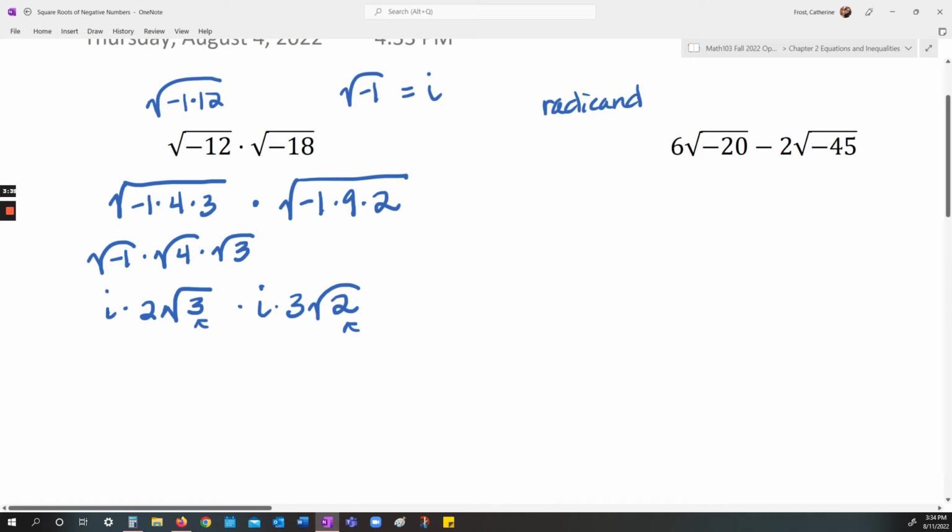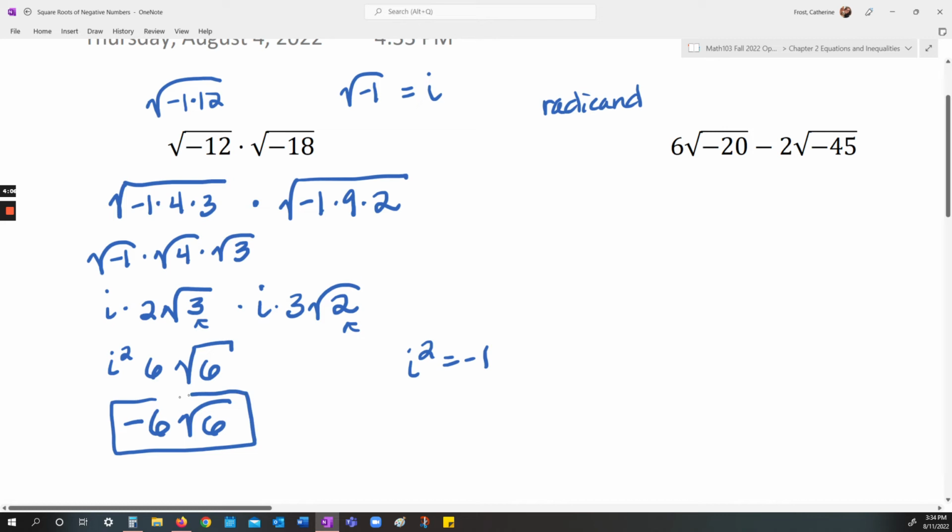The i's are going to multiply together, so we're going to have an i squared. Then 2 and 3 are going to multiply together. 2 times 3 is 6. And then underneath our square root, 3 times 2 is also 6. Finally, i squared is negative 1. So we get negative 6 root 6 for our final answer. So when you have square root of a negative number times square root of a negative number, it's going to multiply out and you're going to have a negative in your final answer.